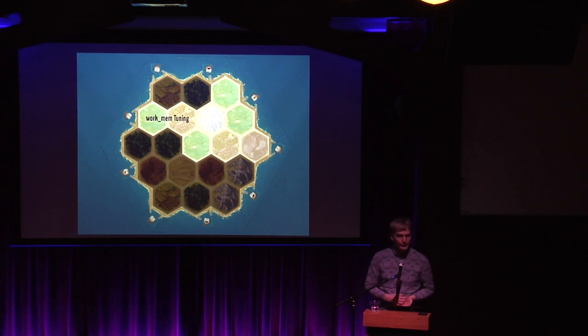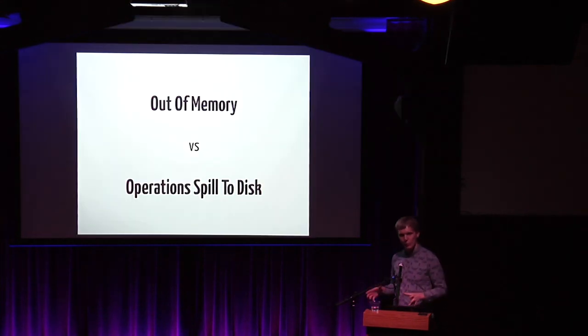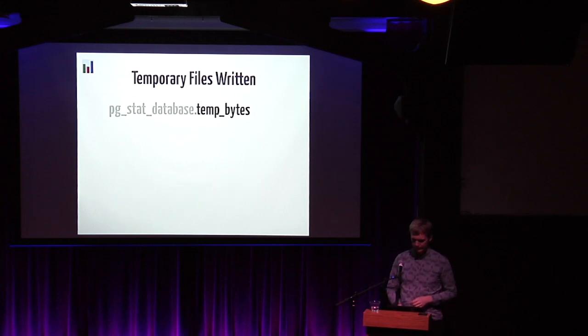All right, work_mem tuning. We talked about work_mem earlier a little bit. It's interesting because it's a fundamental trade-off between running out of memory and having operations spilled to disk. If you do a sort, for example, it runs in memory or on disk, usually both. If you have a high work_mem, it runs in memory, but you're more likely to run out of memory. If you have a low work_mem, you're less likely to run out of memory, but it means it spills to disk, uses I/O, and so on.